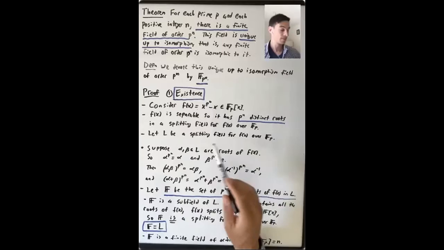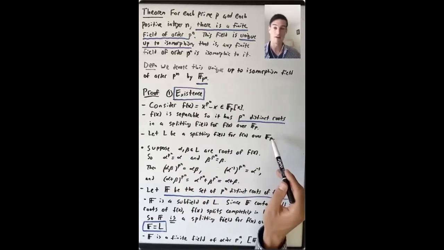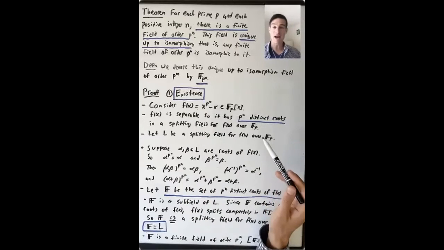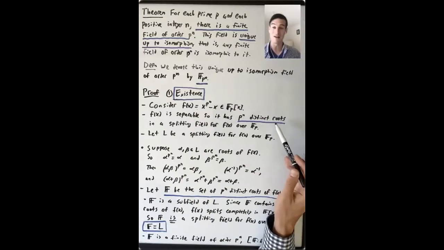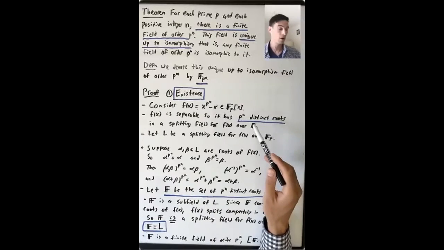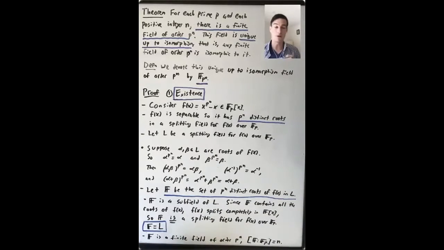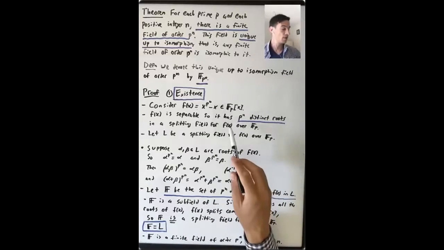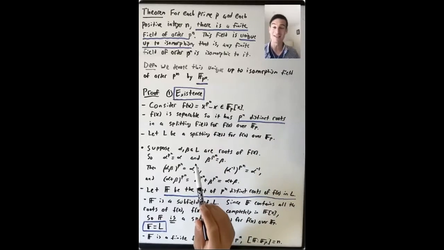Let's name it. Let's say that L is a splitting field for f(x) over F_p. Okay, so now we're in a situation where we have these p to the n special elements in L. They are the roots of this polynomial. And that is where our finite field is going to come from. Okay, so this is the big idea to remember. So what do I mean more precisely? We're going to show that the set of roots of this polynomial in a splitting field is a finite field of order p to the n.